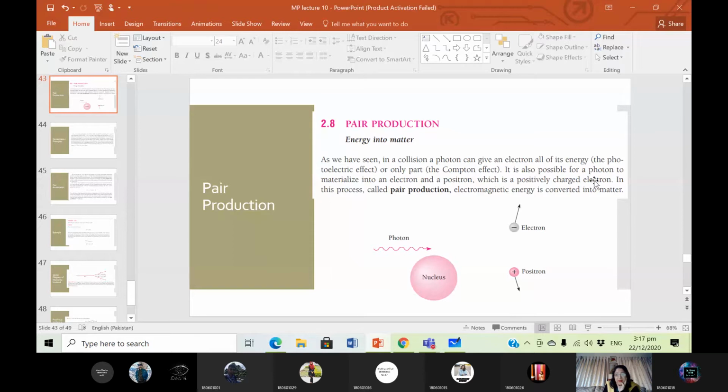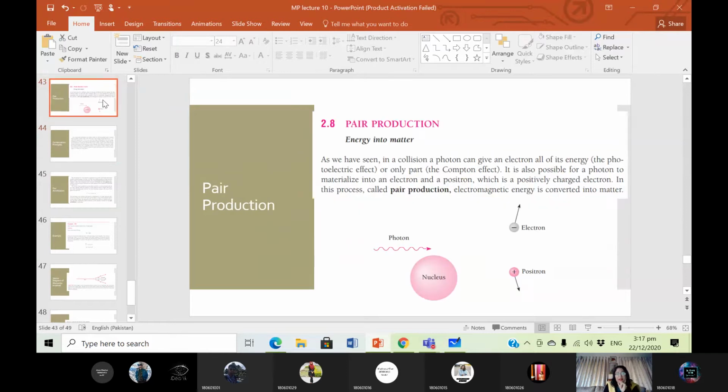Okay? It is also possible for a photon to materialize into an electron and a positron, which is positively charged. We know that a positron is a positively charged electron. It has the same mass as an electron, but it has a positive charge instead of a negative charge. This process is called pair production. Electromagnetic energy is converted into matter. Basically, the photon carries electromagnetic energy, and that energy is converted into matter based on E equals mc squared.